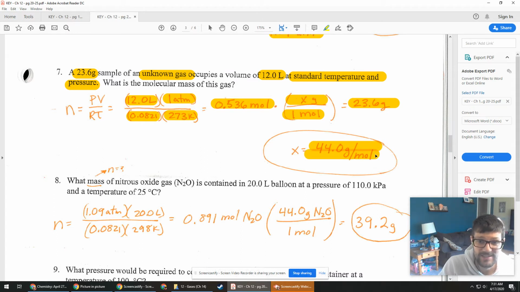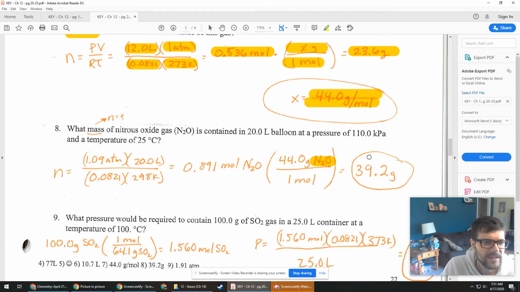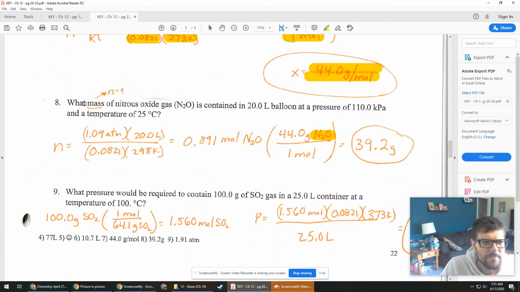Interestingly enough, that actually doesn't tell me exactly what gas it is, because there's actually a couple gases that have 44.0 grams per mole. For example, N2O in our next problem, but also carbon dioxide. So number 8 here, what is the mass of nitrous oxide, N2O?